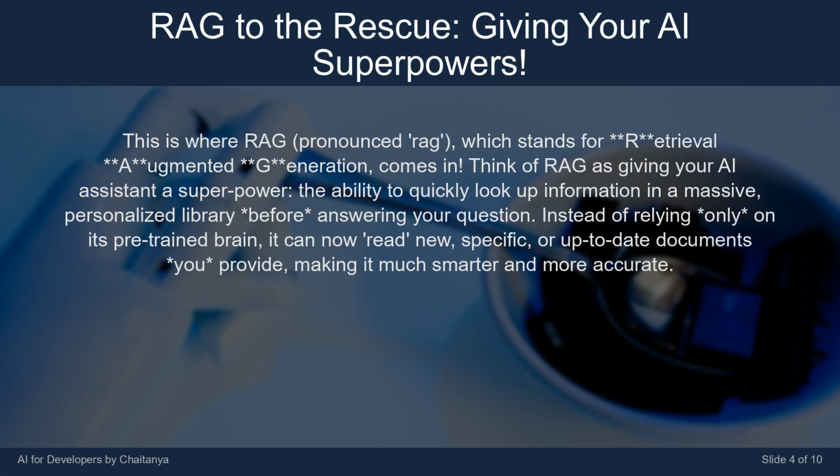Think of RAG as giving your AI assistant a superpower. The ability to quickly look up information in a massive, personalized library before answering your question. Instead of relying only on its pre-trained brain, it can now read new, specific, or up-to-date documents you provide, making it much smarter and more accurate.